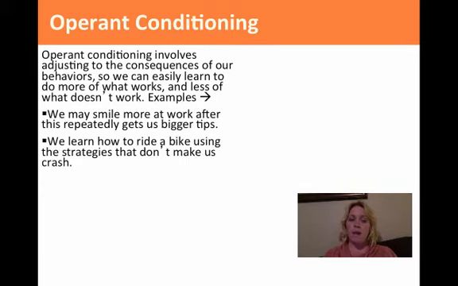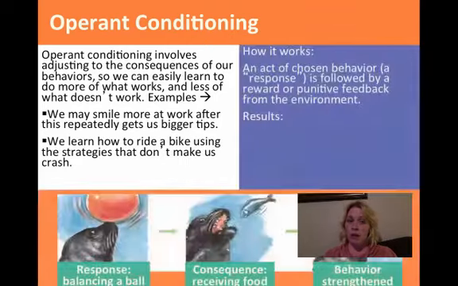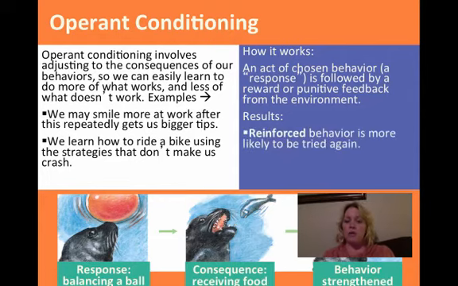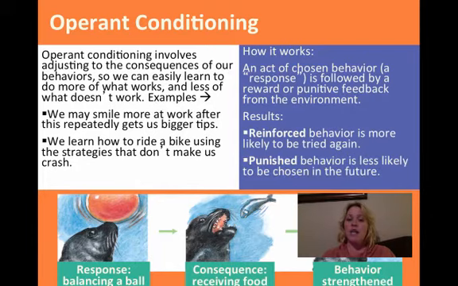We learn how to ride a bike using strategies that don't make us crash. How it works: an act of a chosen behavior, a response, is followed by a reward or punitive feedback from the environment. The result? The reinforced behavior is more likely to be tried again. Punished behavior is less likely to be chosen in the future.